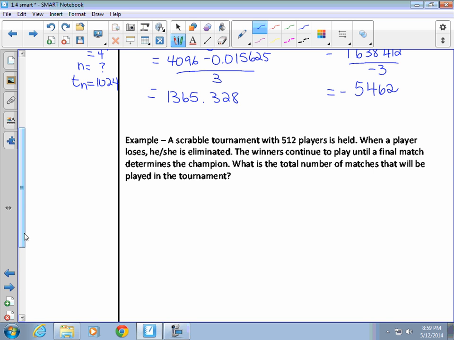The next one says, example: a Scrabble tournament with 512 players is held. When a player loses, he or she is eliminated. The winners continue to play until a final match determines the champion. What is the total number of matches that will be played in the tournament? So we know that every single match has 2 players.